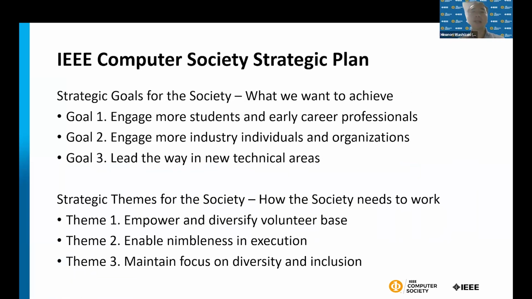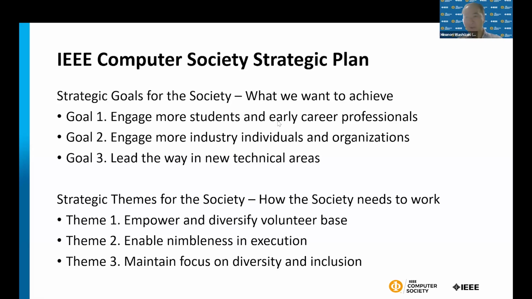So goal 1: engage more students and early career professionals. As you said in the introduction, how can we attract more early career professionals and students into our community, and also keep them engaged? Goal 2: engage more industry individuals and organizations. And goal 3: lead the way in new technical areas.